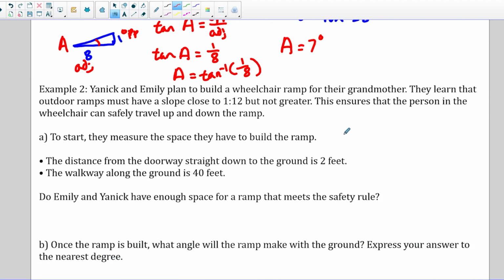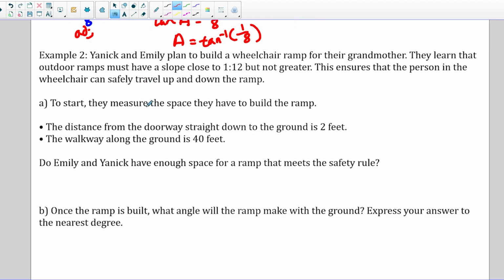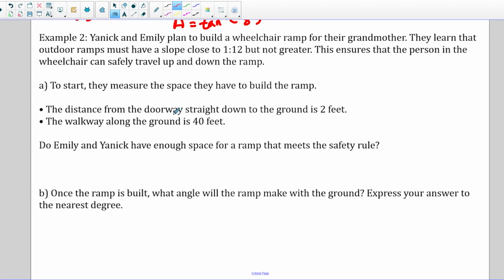In example number 2, it says that Yannick and Emily plan to build a wheelchair ramp for their grandmother. They learned that outdoor ramps must have a slope close to 1 to 12, but not greater. This ensures that the person in the wheelchair can safely travel up and down the ramp. So to start, they measure the space that they have to build the ramp. The distance from the doorway straight down to the ground is 2 feet. The walkway along the ground is 40 feet. Do Emily and Yannick have enough space for a ramp that meets the safety rule?